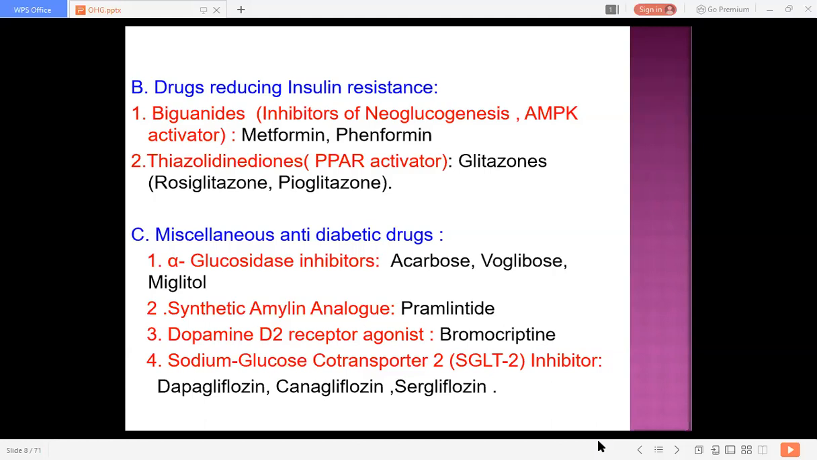Miscellaneous anti-diabetic drugs: alpha-glucosidase inhibitors, acarbose, voglibose, miglitol; synthetic amylin analog, pramlintide; dopamine D2 receptor agonist, bromocriptine; sodium glucose cotransporter 2 SGLT2 inhibitors, dapagliflozin, canagliflozin, sergliflozin.